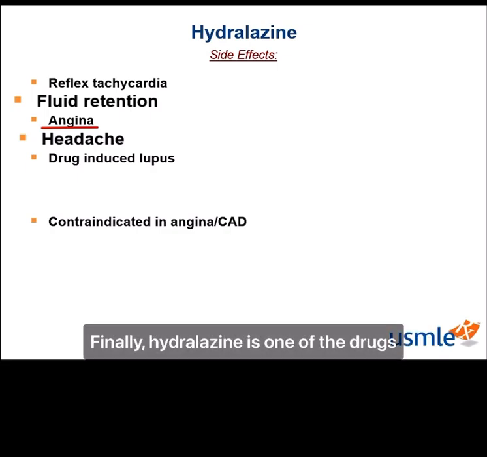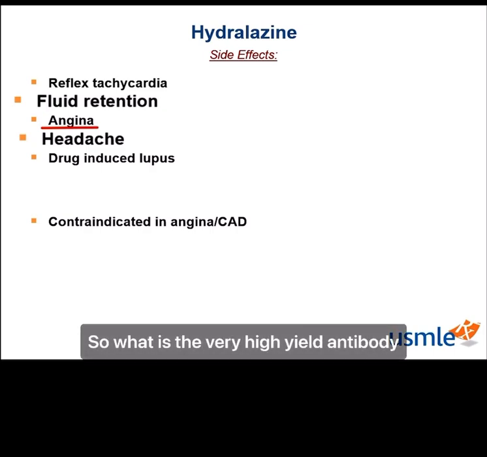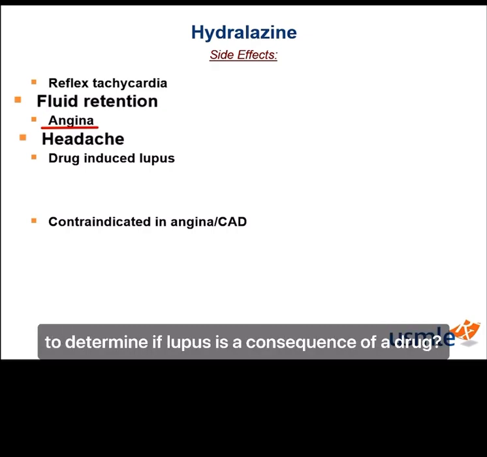Finally, hydralazine is one of the drugs that can cause drug-induced lupus. So what is the very high-yield antibody that you can look for in the serum to determine if lupus is a consequence of a drug?